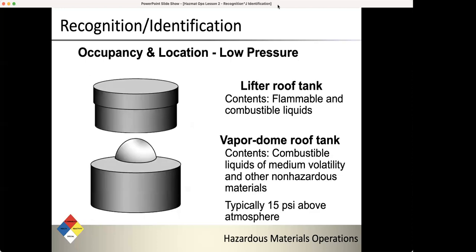You've got a lifter roof tank. It's got an external roof on it. There's a vapor dome. It's under a little bit more pressure than atmospheric. Everything so far has been atmospheric pressure, so the only pressure on the liquid would be the head pressure from gravity.